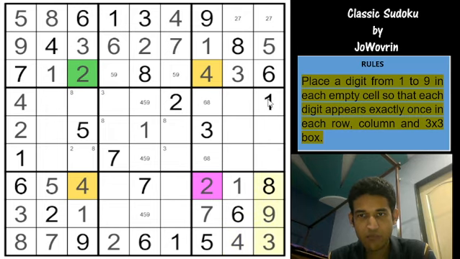And we have 3, 8, 9, and 1, 5, 6. So we need 2, 4, and 7. So that's a 2, 4. That's a 4, 7.